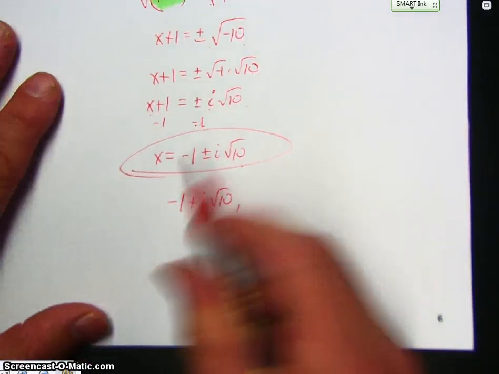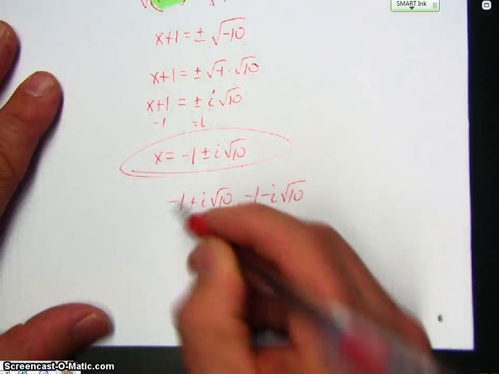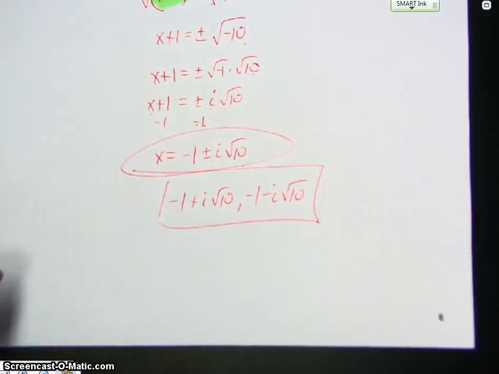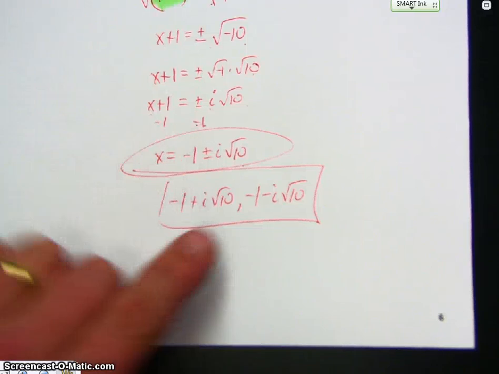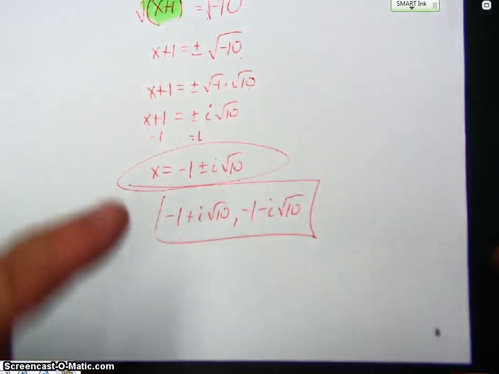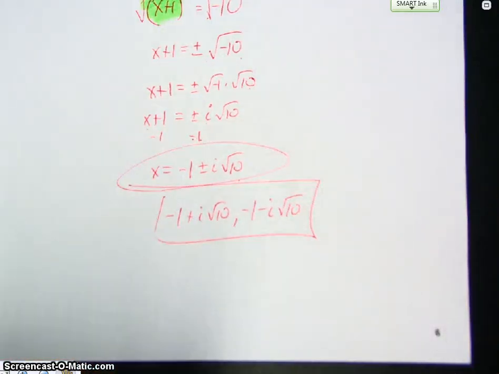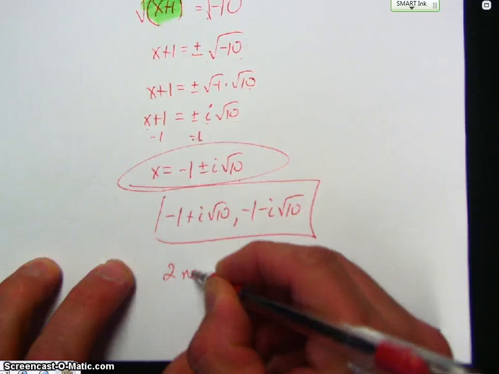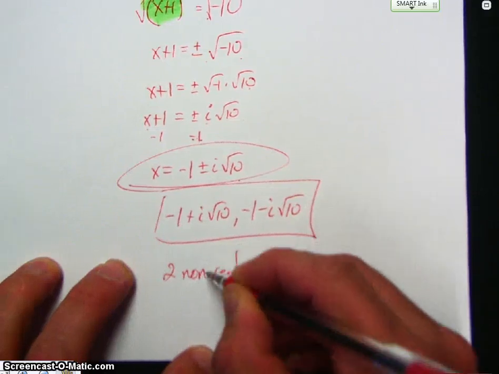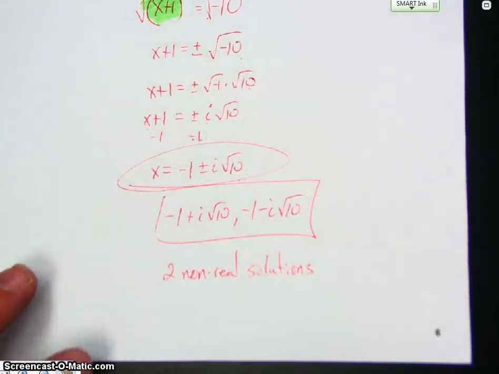And now pull it apart, so there's -1 minus i radical 10. So you can also write it that way. Just remember, there are two solutions, and they're these, but they're put into here. Now these are not real, these are two non-real solutions, right?